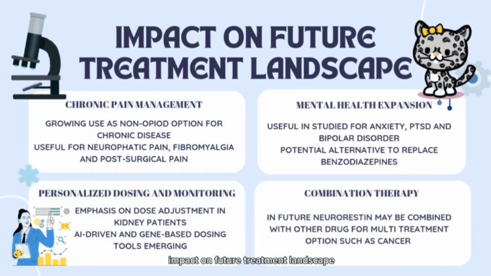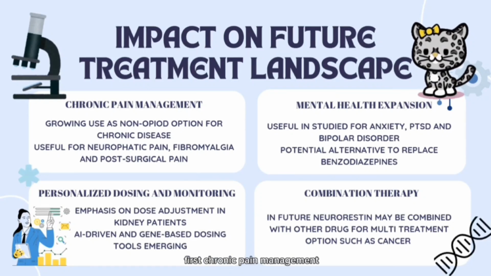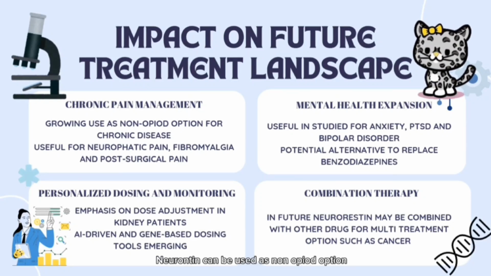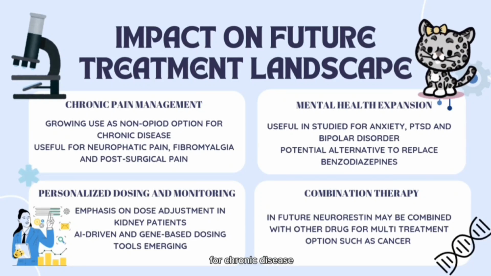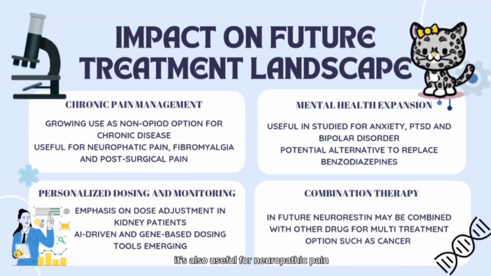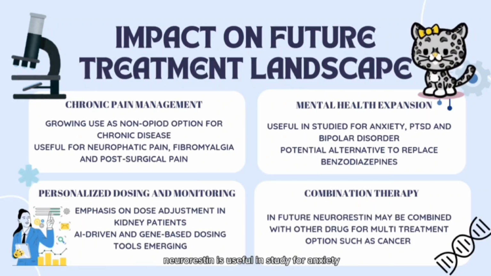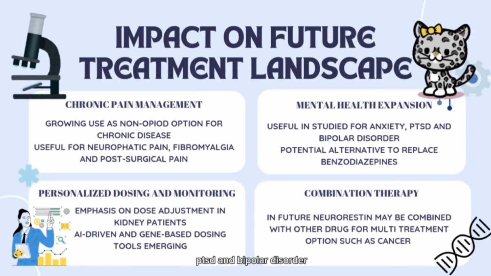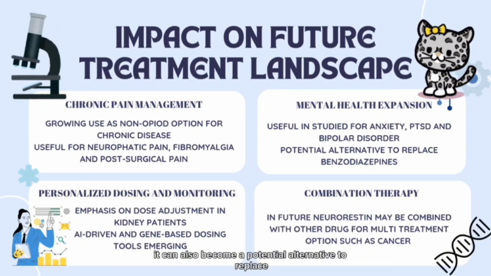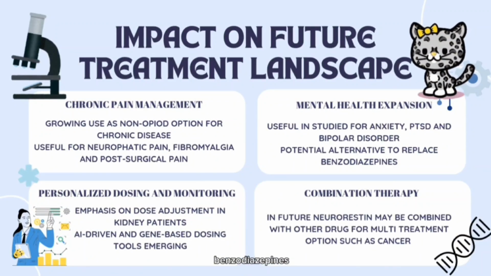Impact on future treatment landscape. First, chronic pain management. Neurorestin can be used as a non-opiate option for chronic disease. It's also useful for neuropathic pain, fibromyalgia, and post-surgical pain. Second, mental health expansion. Neurorestin is useful and studied for anxiety, PTSD, and bipolar disorder. It can also become a potential alternative to replace benzodiazepines.